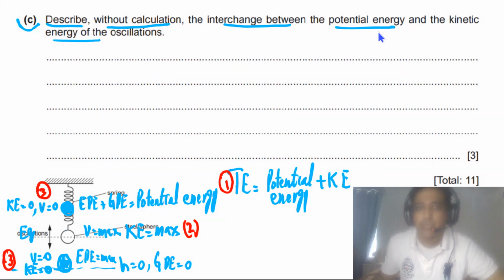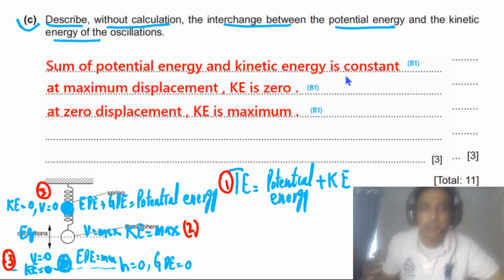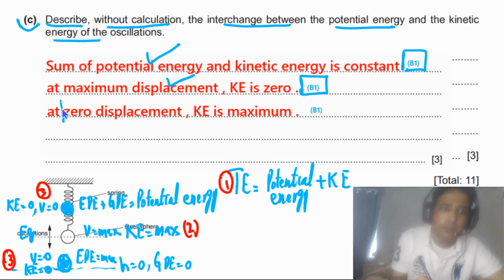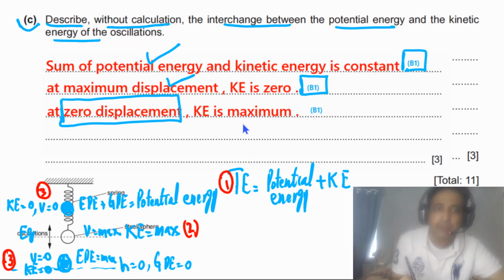So let me show you the answer, how you can write down your answer, and in your answer you have to mention these points. If you have mentioned the first point, you will get 1 B mark, and if you have mentioned the second, at maximum displacement kinetic energy is 0, you will get the second point, and the third point you will get if you have mentioned at 0 displacement, meaning at equilibrium, kinetic energy is maximum.